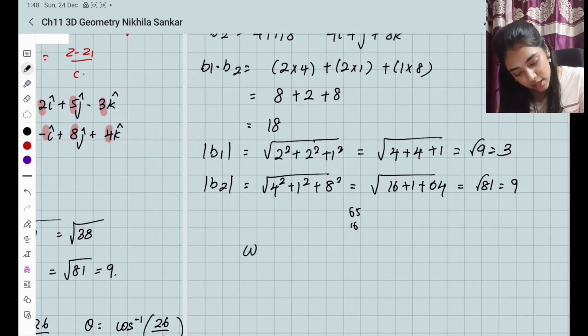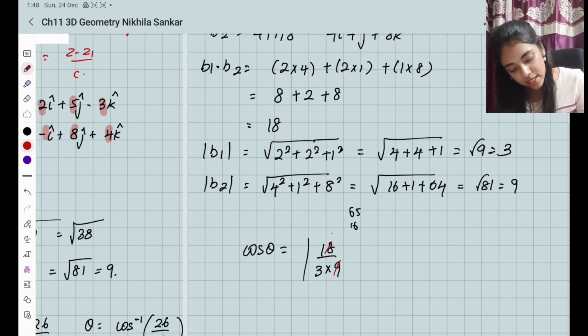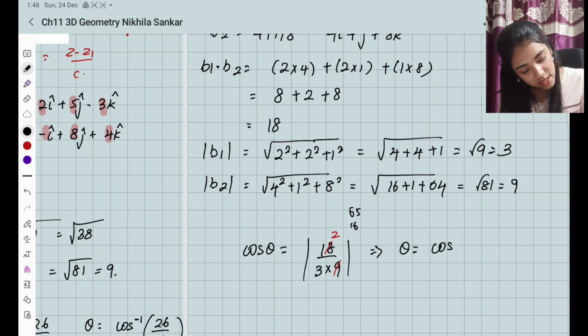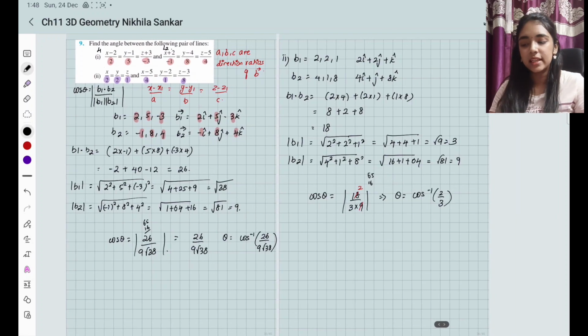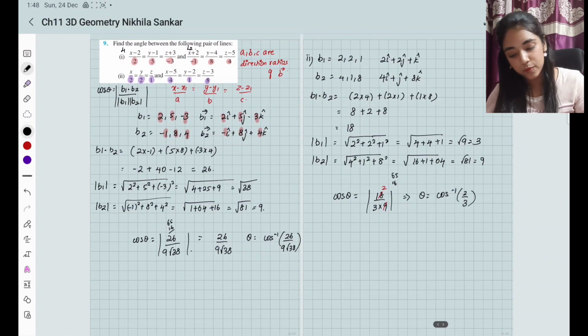So from this, cos theta equals 18 divided by 3 into 9. I can simplify this. 9 twos are 18. So 2 by 3. So from this I have theta equals cos inverse of 2 divided by 3. Okay, please copy. It is easy; it is enough if you understand which values to take.